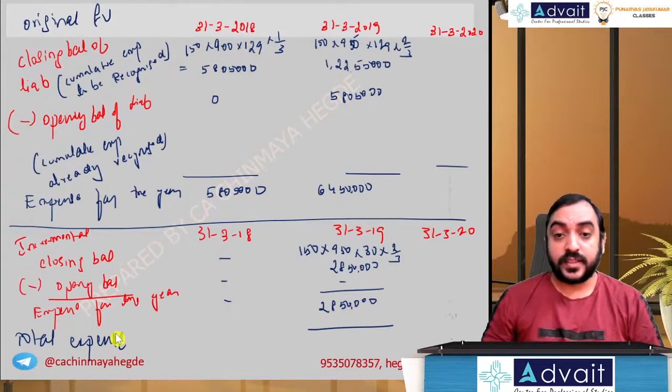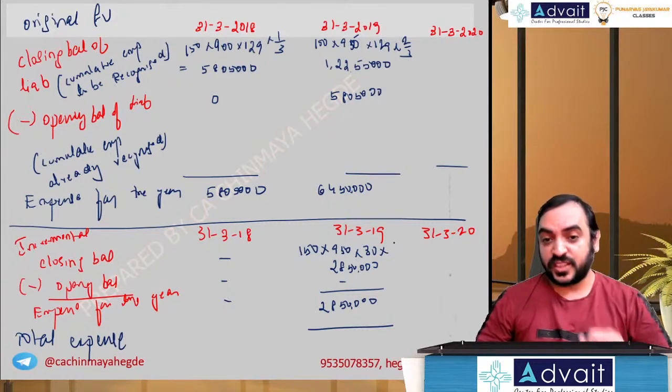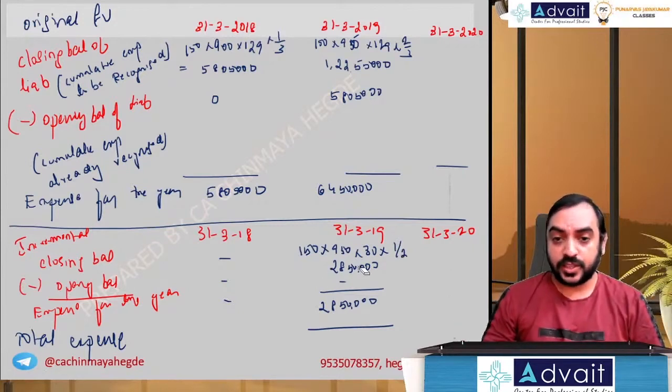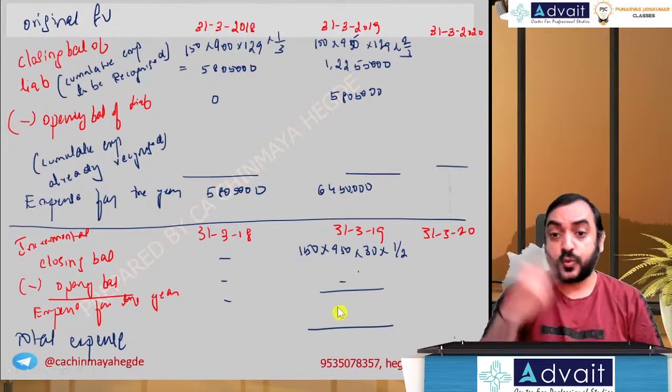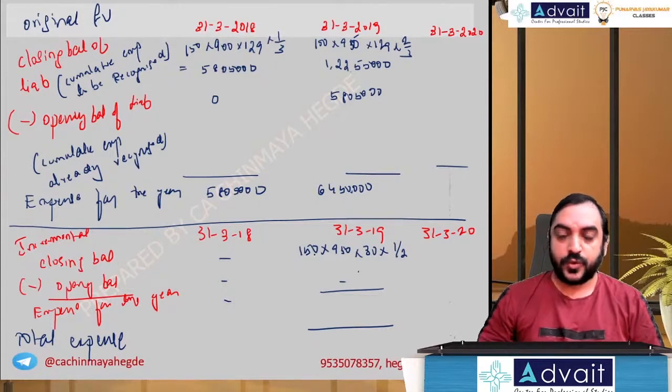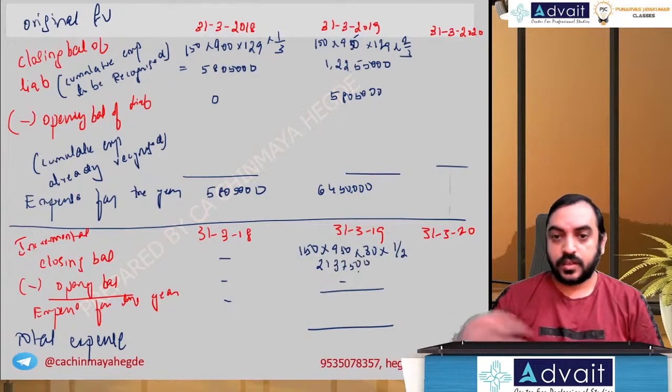Sorry, not 2 by 3. Remaining 1 by 2, no? Remaining period is only 2 years. This is 1 by 2, not 2 by 3. Sorry, I did the wrong calculation, please change it. Remaining period is 2 years, so this year, next year. So 1 by 2 I should do, next 2 by 2 I'll do. That gives 21,37,500. Add 58,05,000 and 64,50,000 to this, so total 85,87,500.